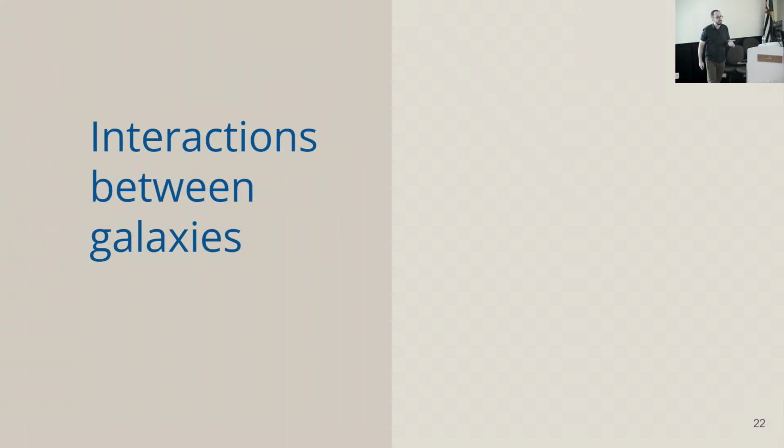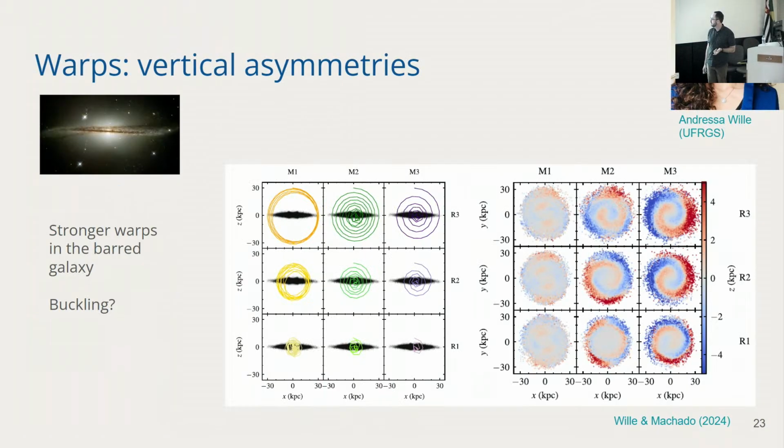Right, moving on to the next topic, which is interactions between galaxies. Now, these are simulations of one central galaxy being perturbed by a satellite galaxy. So the first topic is about warps, so vertical asymmetries. And this was the work of a master's student, Andrés Savide, who is currently a PhD student in Porto Alegre. And we decided to study these warped galaxies.